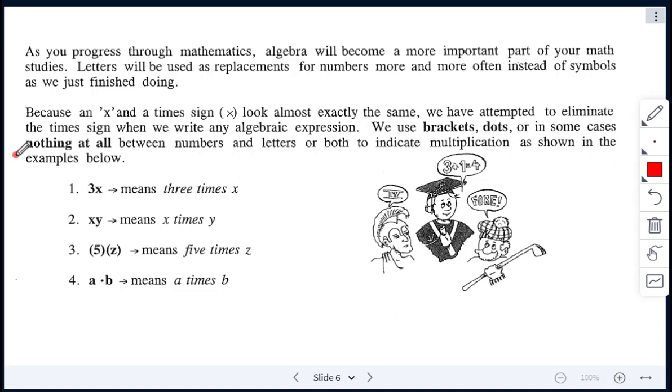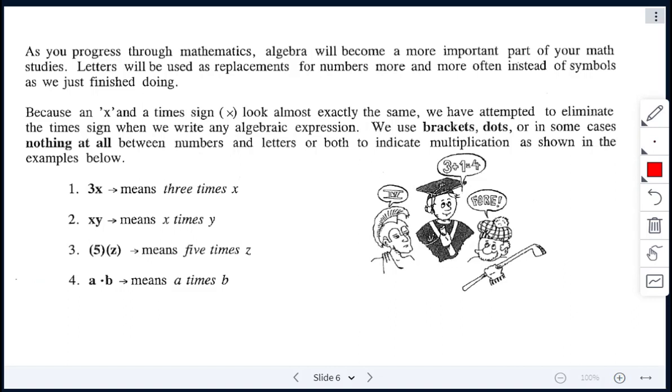So if you see something like this, 3x, that means it's 3 times x. If we see xy, that means we're multiplying x times y. If you see in brackets 5 and then in brackets z, there's no operation in between 5 and z, so that means it's 5 times z. And the last one is the dot. If you see the dot in between, it means multiplication. So here it means A times B.